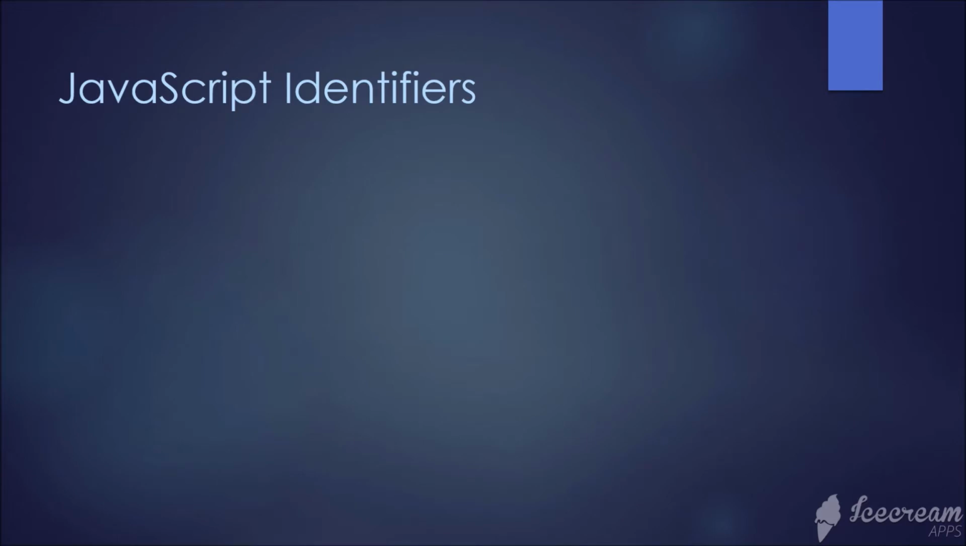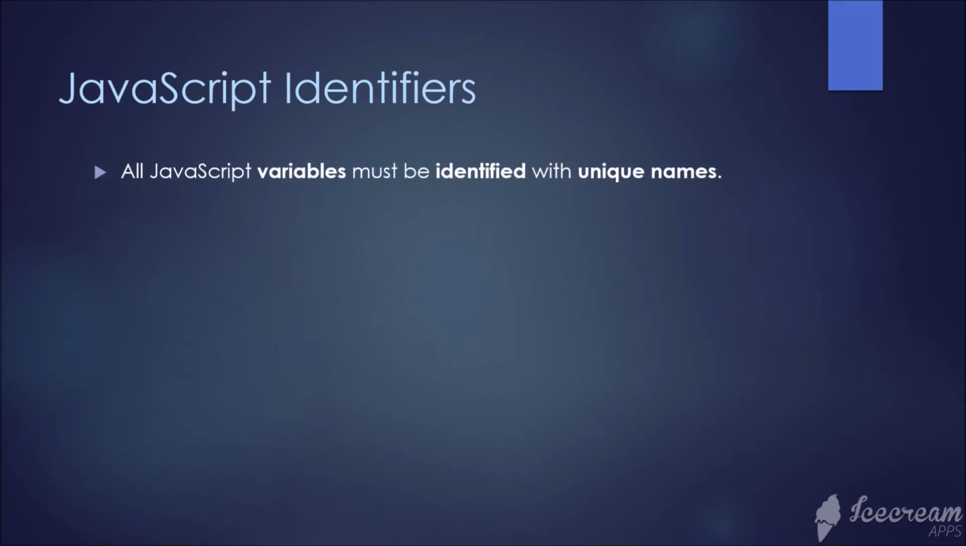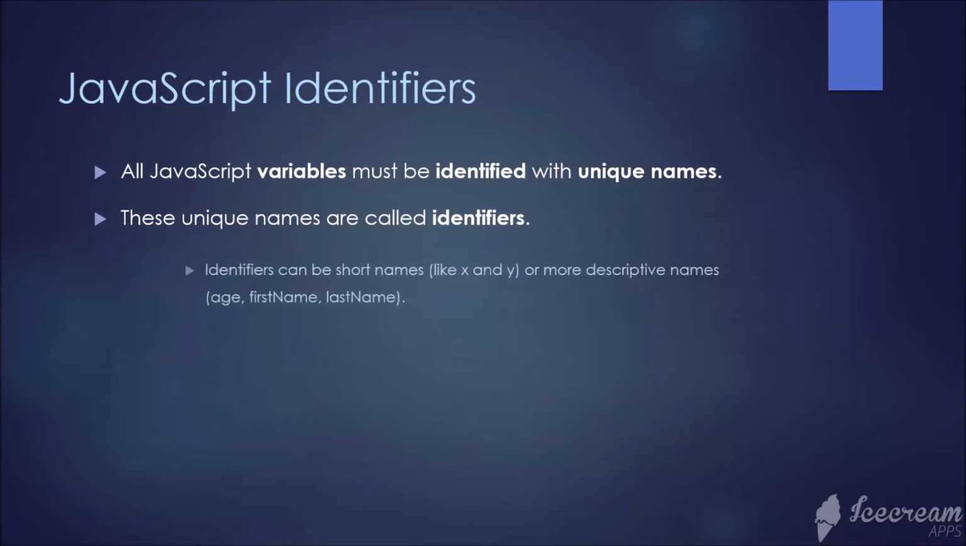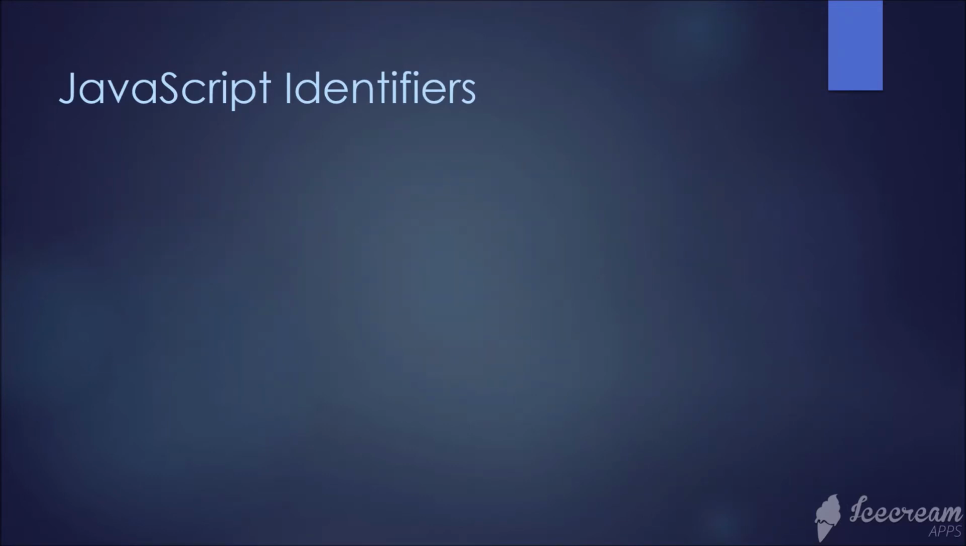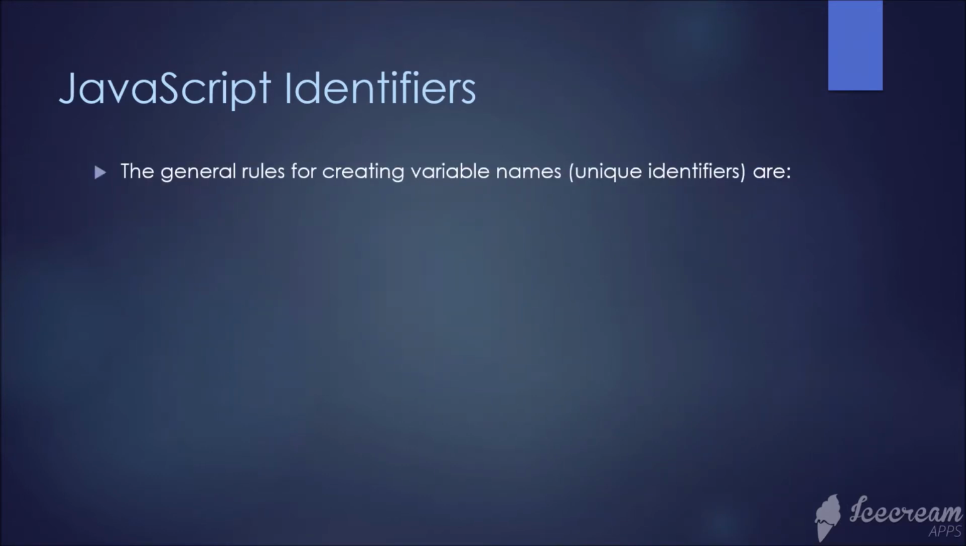Okay, so JavaScript identifiers. All JavaScript variables must be identified with unique names. These unique names are called identifiers. Identifiers can be short names like X and Y, or more descriptive names gaya ng age, first name, o di kaya last name. So JavaScript identifiers have general rules for creating variable names or the unique identifiers.